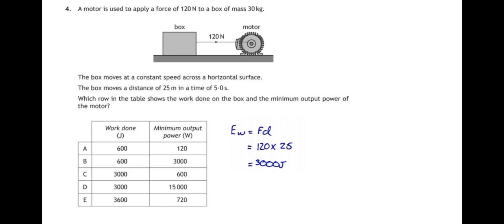Power is the amount of energy transferred per unit of time. Energy over time. The energy expended is 3,000 joules, as we've just worked out, and the time it takes to do this is 5 seconds. So 3,000 divided by 5, which is 600 watts, which gives us a final answer of answer C.